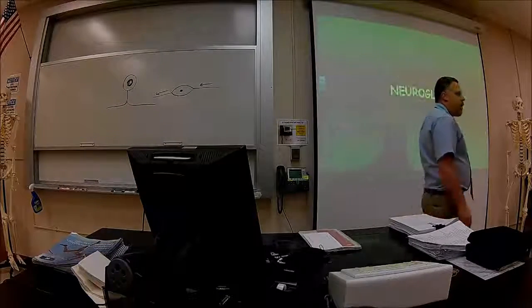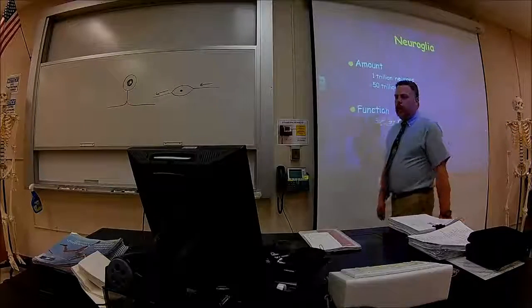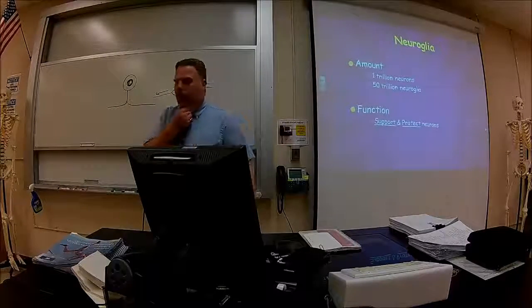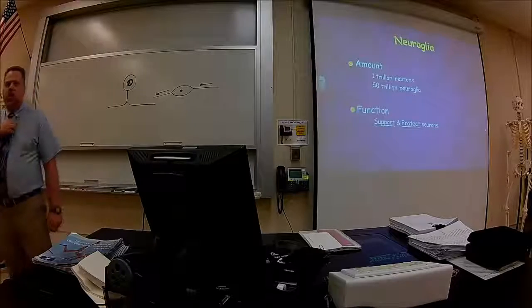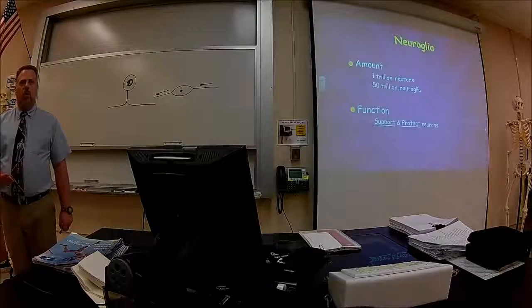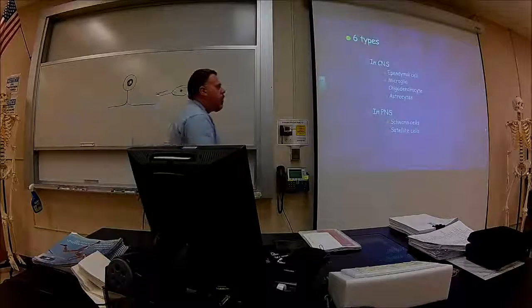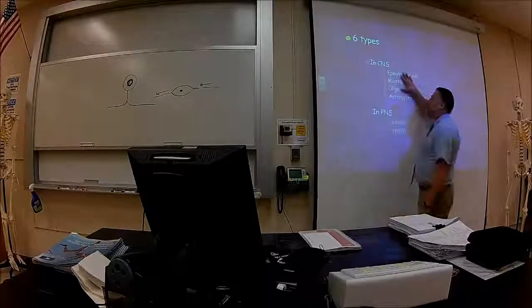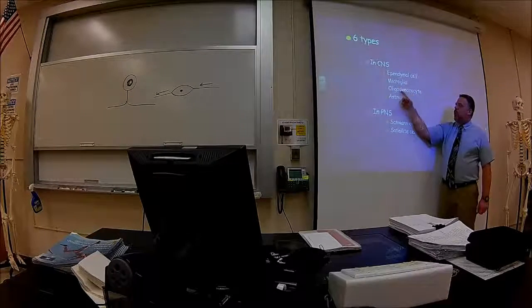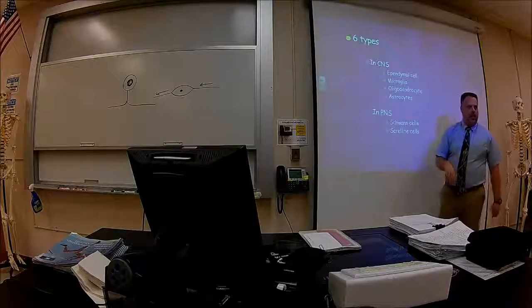All right, so let's talk about the different types of neuroglia. Okay? We have 1 trillion neurons and 50 trillion neuroglia. They're there to support and protect the neurons. They're not going to actually produce or propagate an action potential, but they're surely going to make sure that the neuron is doing its job. So here's where it is. So here's the CNS. These are the 4 neuroglia that are found in the central nervous system. You have ependymal cells, microglia, oligodendrocytes, and astrocytes. And in the peripheral nervous system, you've got the Schwann cells and satellite cells.